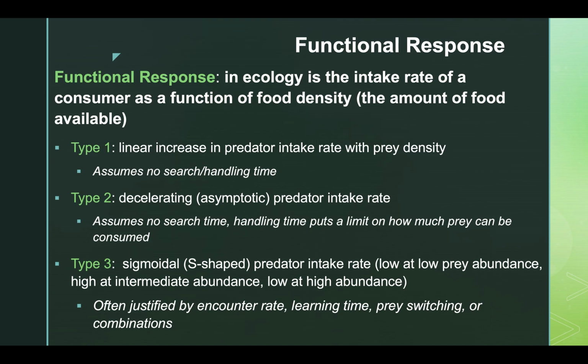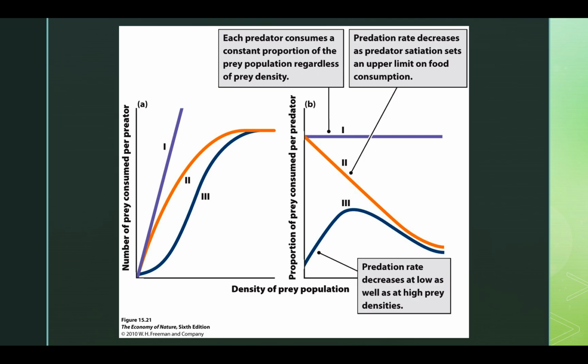This is also often justified by encounter rate. Again, that's search time, learning time, prey switching. So here is an example of when we look at the x-axis, as the density of prey increases, so there's more and more prey available, we have these different functional responses, right? Like a 1, 2, and 3. So if we look at this right here, type 1 is like, okay, as prey density increases, we can see it's pretty linear, that the number of prey consumed by a predator just skyrockets, right? It's a super clear linear relationship.